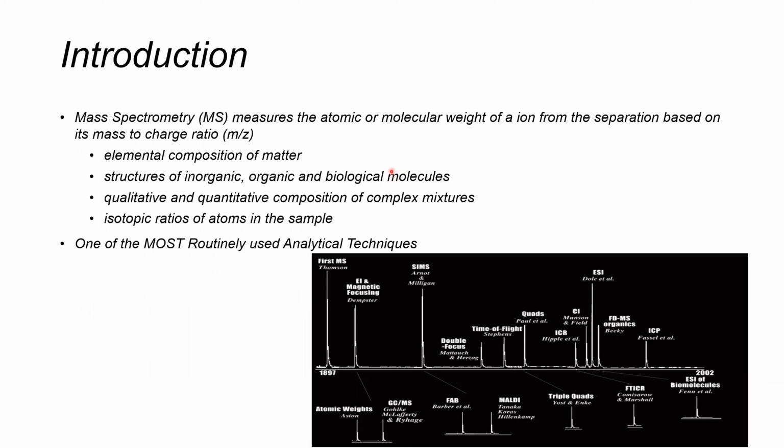Qualitative, quantitative composition of complex mixtures, isotopic ratios of atoms in the sample, and it is one of the most routinely used analytical techniques. So you can see here a little bit of what we would call a timeline of the history of mass spectrometry up to, I suppose, the most recent Nobel Prize in this area.